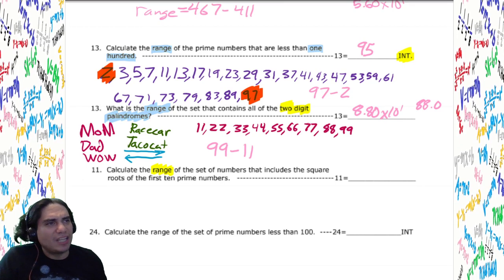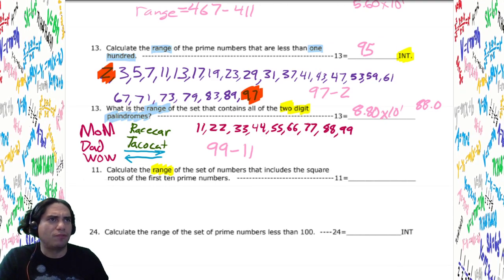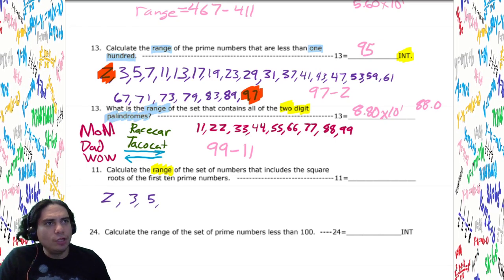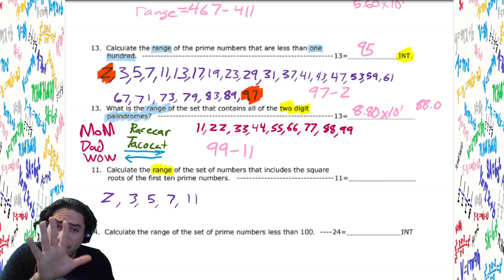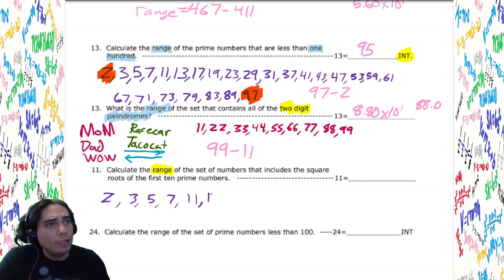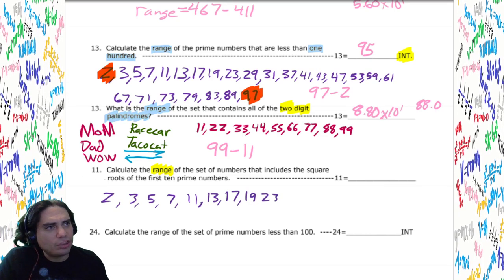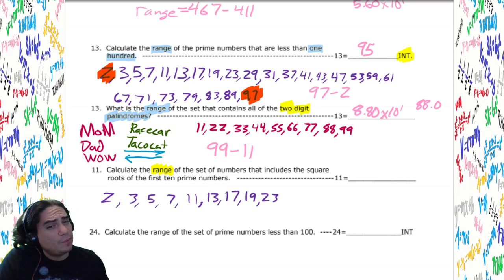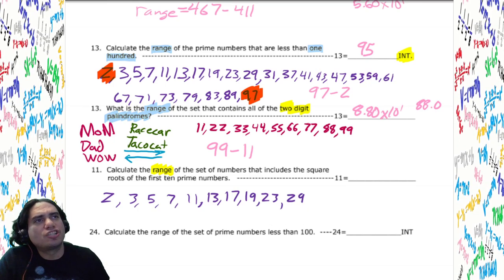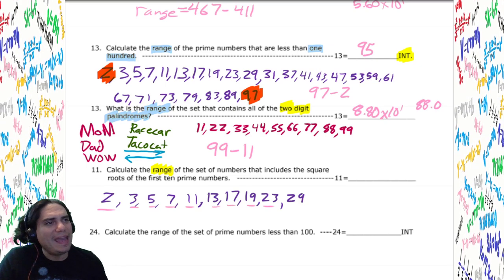We'll calculate the range of the set of numbers that includes the square roots of the first 10 prime numbers. So yet again, it's very important to know our primes. We got 2, 3, 5, 7, 11. Okay, that's 5 numbers so far, so you gotta make sure you count exactly those 10. Then we got 13, 17, 19, 23, not 25 divisible by 5, not 27, but of course, 29. We wanna count them, make sure we got our 10. 1, 2, 3, 4, 5, 6, 7, 8, 9, 10.